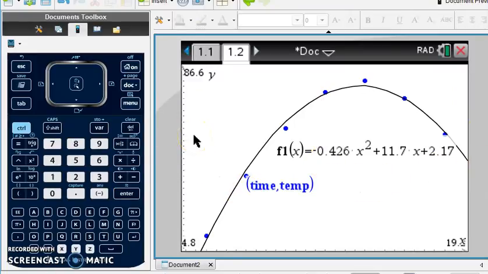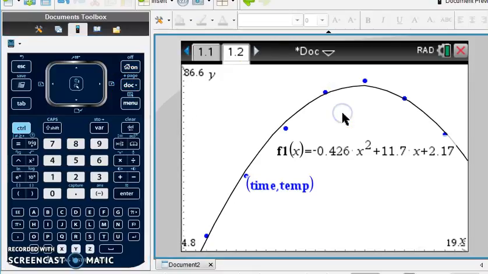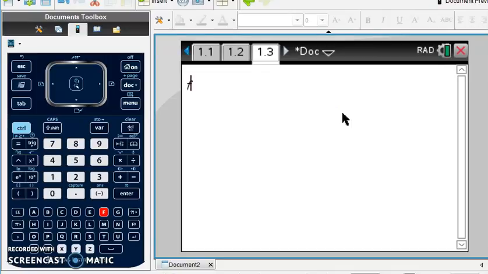Now, here's where you can see a variety of application problems coming up about the scenario we're looking at, which again is the temperature during the day. Let's say, for example, they ask you to predict the temperature at 11 p.m. If I'm predicting a future temperature, I'm going to use my calculator. So I'm going to insert a calculator page. I want to know the temperature at 11 p.m.